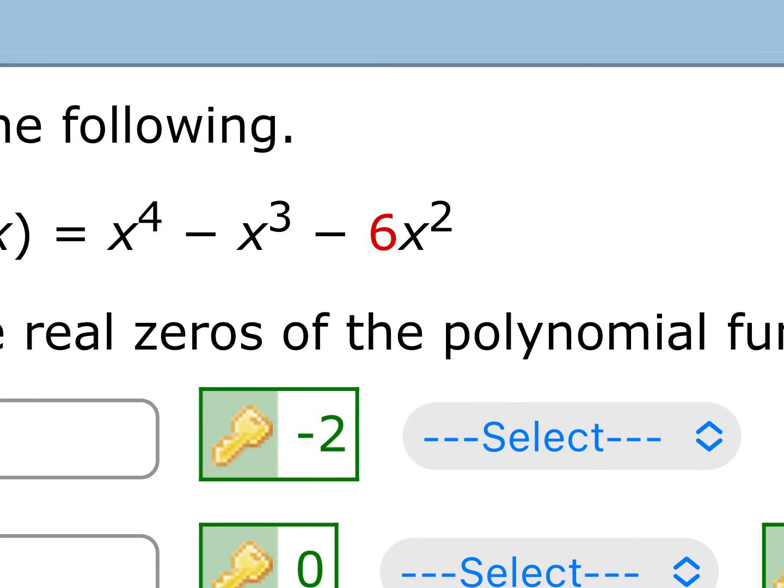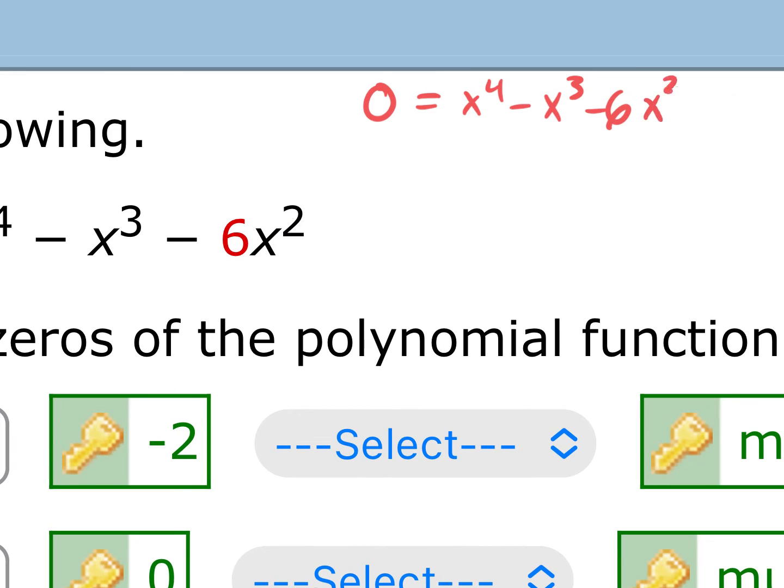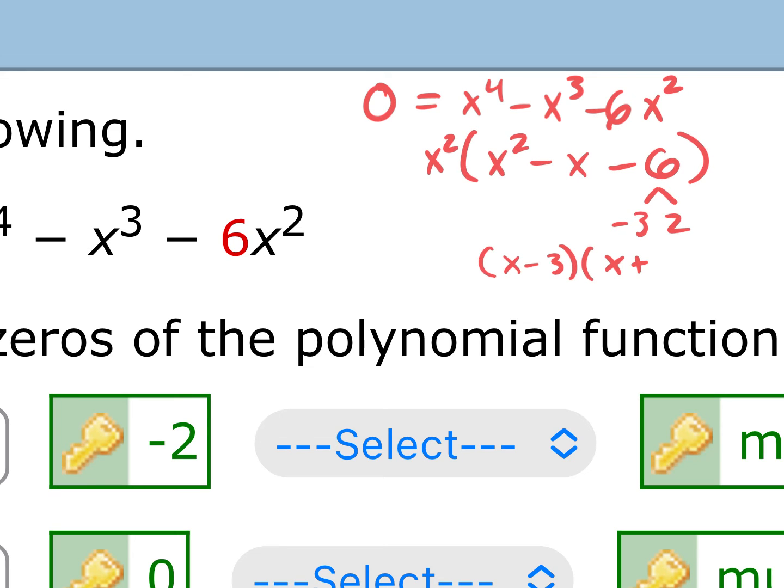So how would I find the real zeros here? What do I need to do? Set it equal to 0 and then do what? I want to factor it. So I'm going to factor out the x squared. Then I'm left with x squared minus x minus 6. And then we want to factor it even more. So what are two factors of negative 6 that add to negative 1? Negative 3 and 2. So in my parentheses, I have x minus 3 and x plus 2. And outside, I can't forget I still have that x squared.